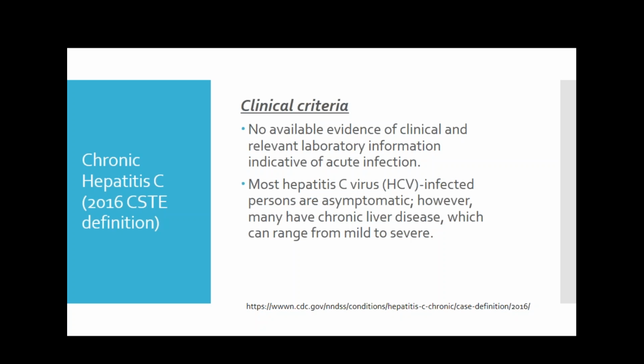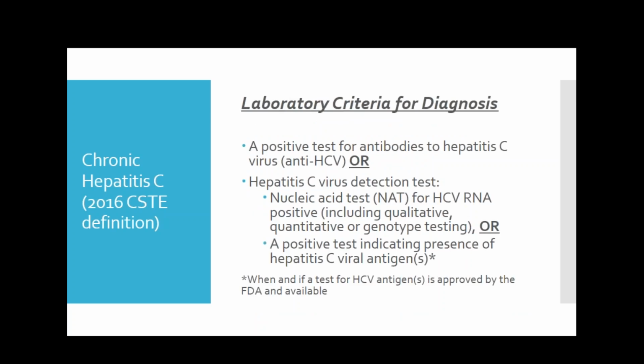Now let's talk about chronic. So the definition for chronic HCV clinical criteria is as such. The case has no available evidence of clinical and relevant lab information indicative of acute infection. Note that most HCV infected persons are asymptomatic. However, many have chronic liver disease, which can range from mild to severe. In terms of the laboratory criteria for diagnosis, the case should have a positive HCV or detected NAT test or HCV antigen.